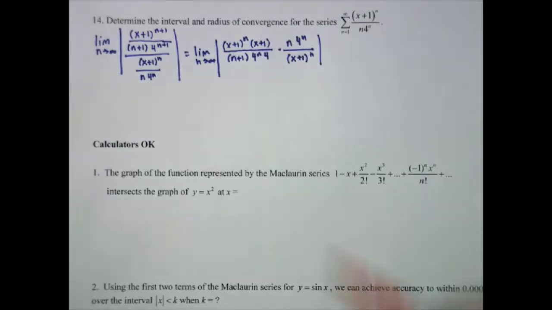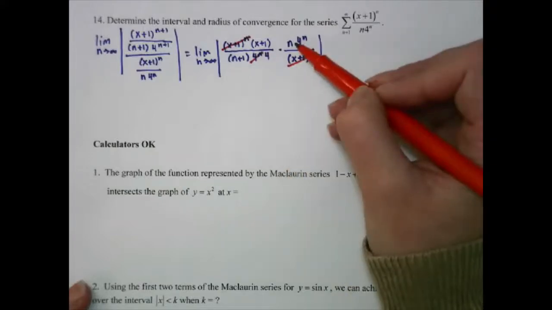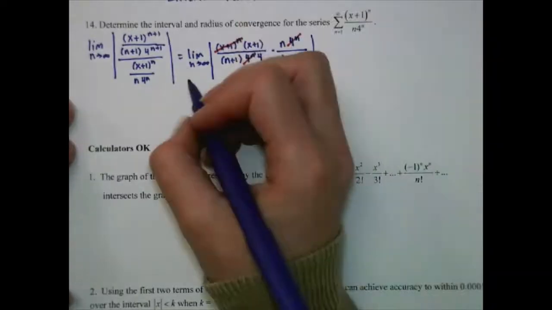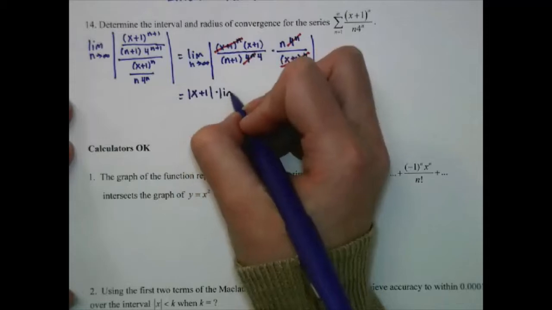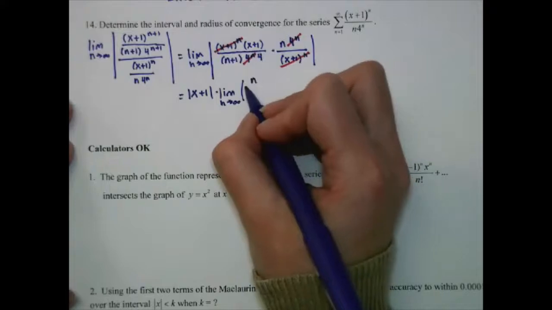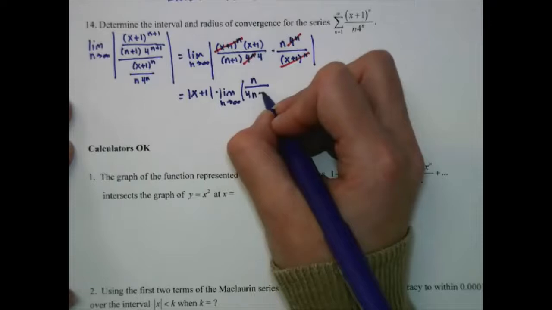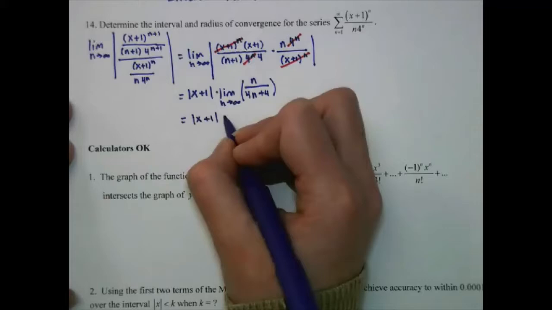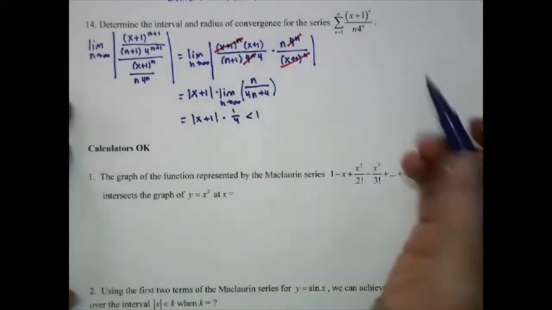Okay, and then we get to cross stuff off. So the x plus 1 to the n cancels. The 4 to the n cancels. And we're going to pull the x plus 1 out. So we're going to have the absolute value of x plus 1 times the limit as n goes to infinity of what's left. Well, on the top I have an n. On the bottom I have 4n times n minus n plus 1, so 4n plus 4. So that limit is 1/4, and we need that to be less than 1.